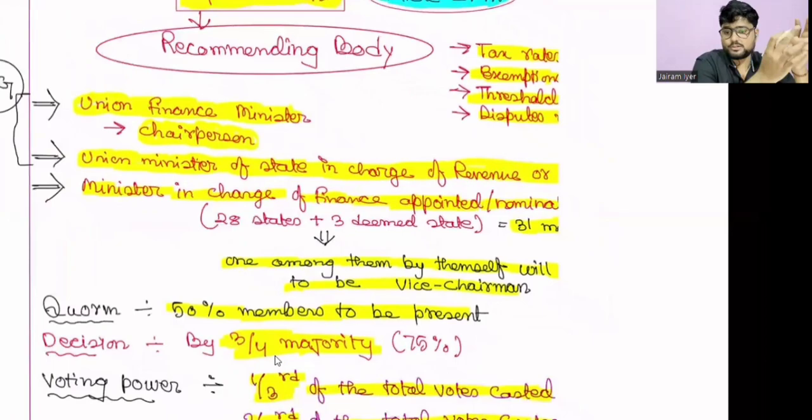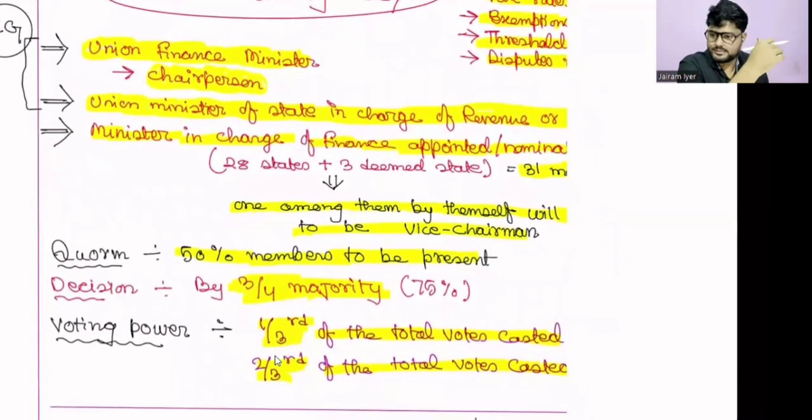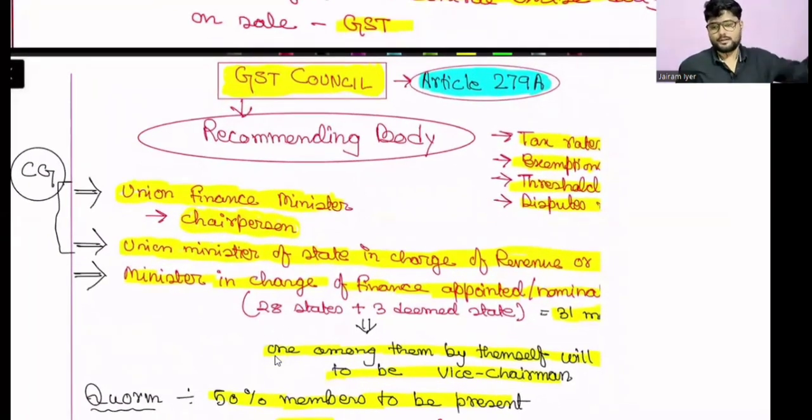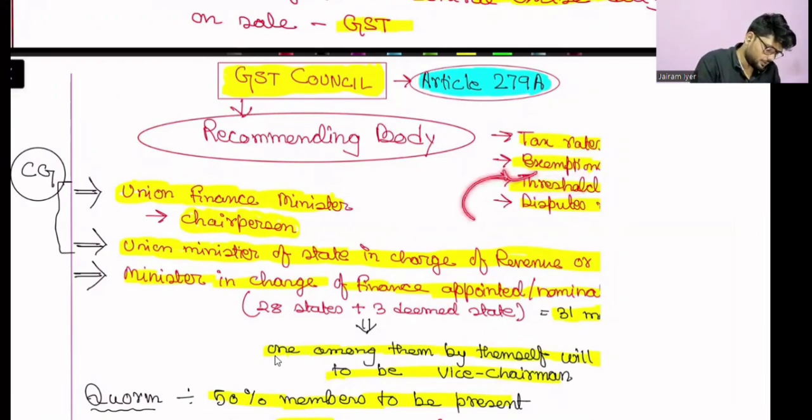They always decide on different things, and after a decision is passed, they recommend to the central or state government what is to be done. So what are their functions? They decide the tax rates, they decide the exemptions, what exemptions should be there and what should not. They decide the threshold limit, which is for registration under the GST Act, and any kind of disputes.